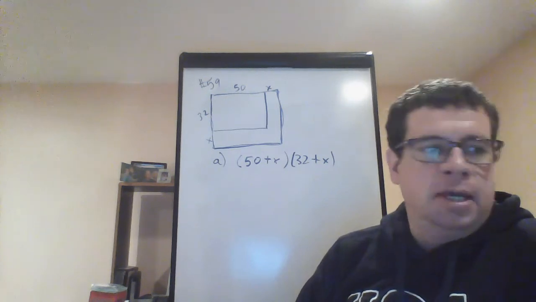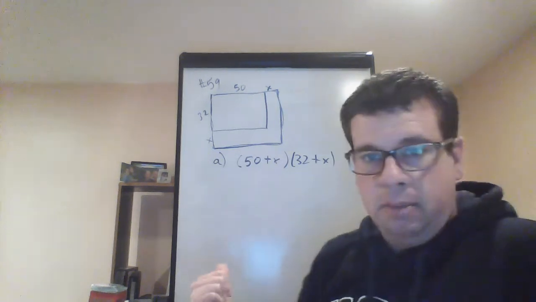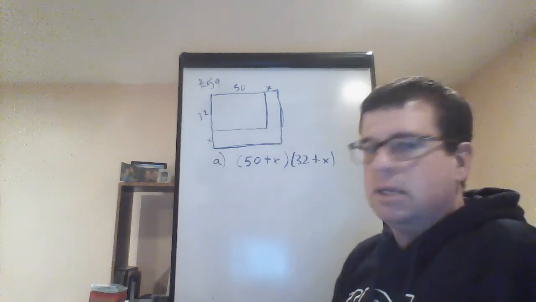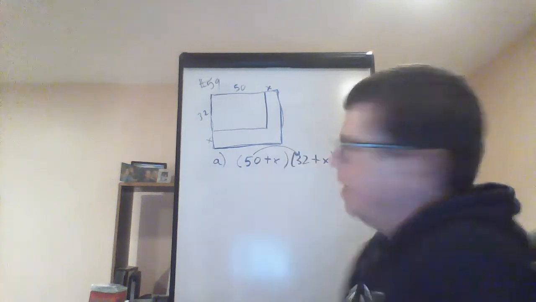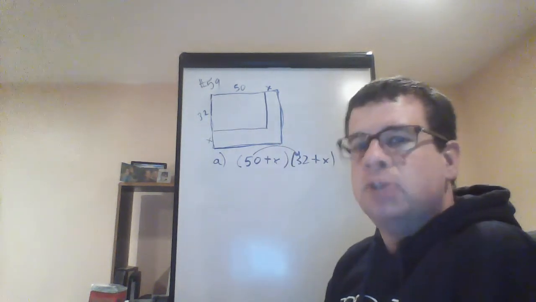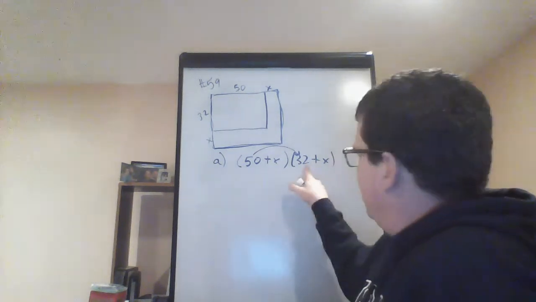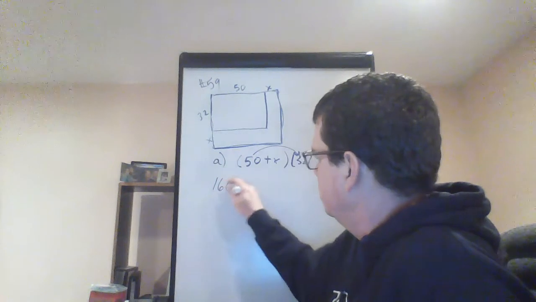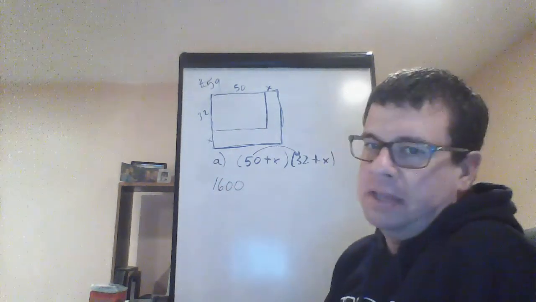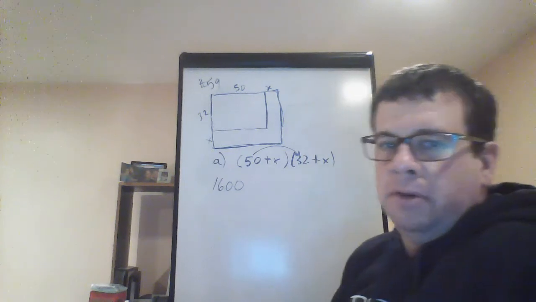So the base and height are represented by those two binomials, 50 plus x and 32 plus x. Now they did ask for a polynomial to represent that, which just means we've got to double distribute this. We can't leave it how it is. So 50 times 32. Let's see, 32 groups of 50. If I cut that in half, that'd be like 16 groups of 100. I think that's 1,600. You can check that in your calculator if you don't trust me, but to be honest, if you don't trust me, that hurts a little bit.